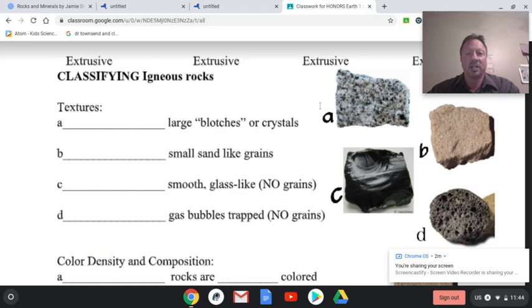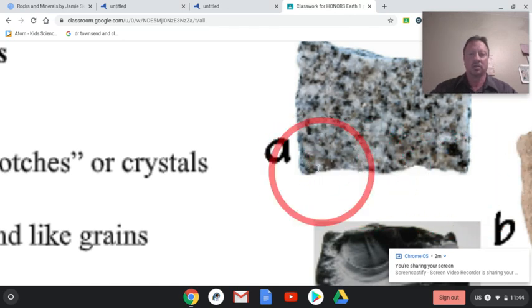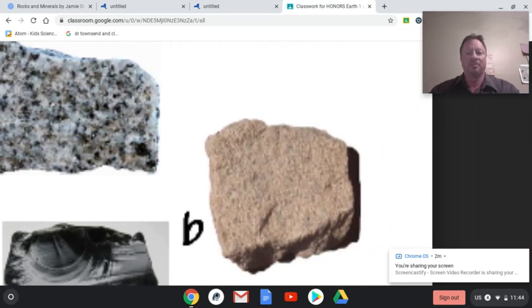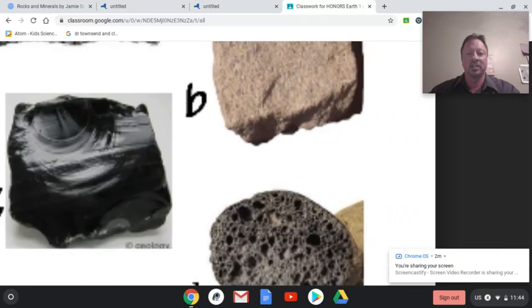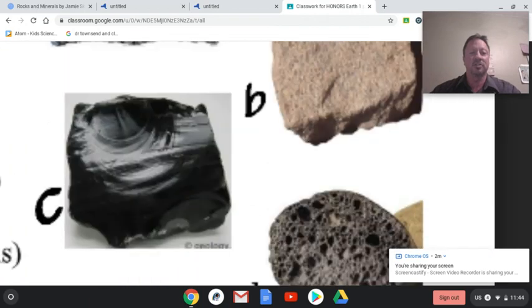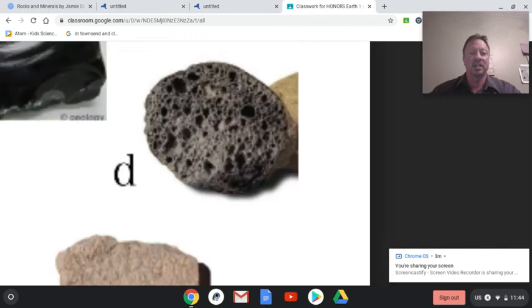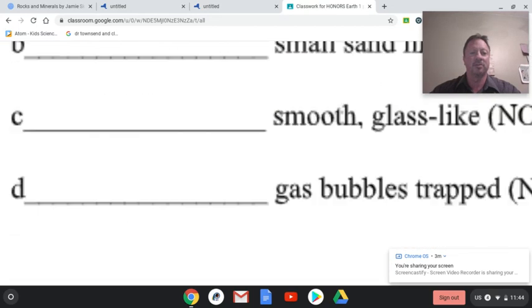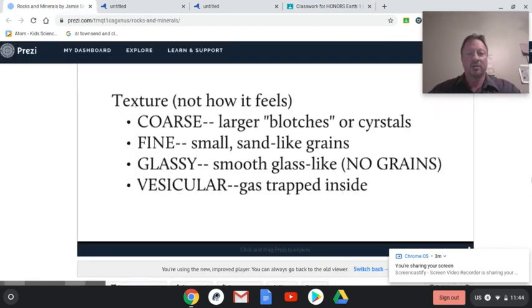So look at your notes again here, the large blotches, right? If you want to get in close on that. And then you see the small grains right there. You see the glassy appearance. And then you see the actual gas pockets trapped inside. So that's vesicular. So again, that's coarse, that's fine, that's glassy, and that would be vesicular. And you're going to fill those all in right there. Okay, so those are your four textures.